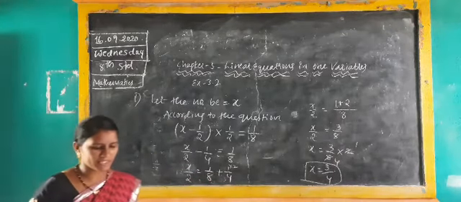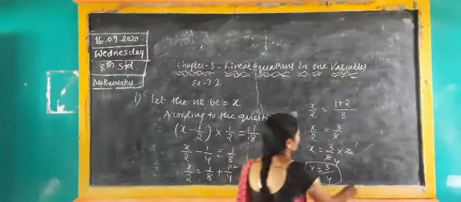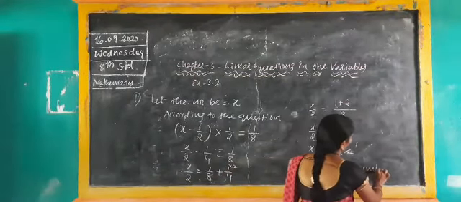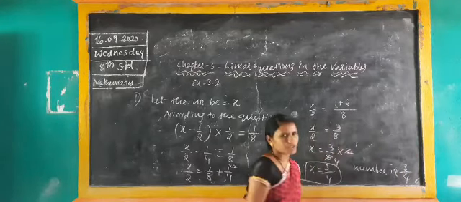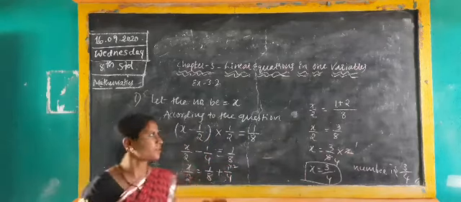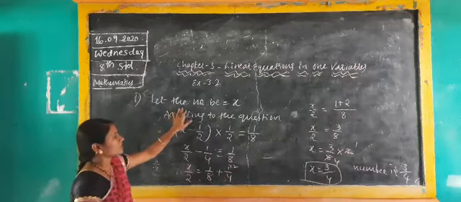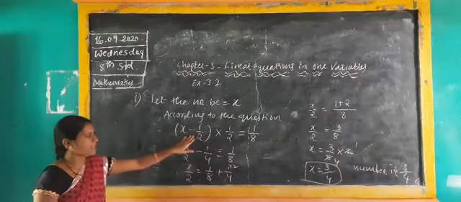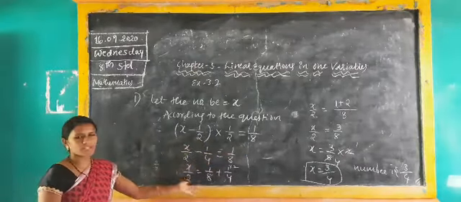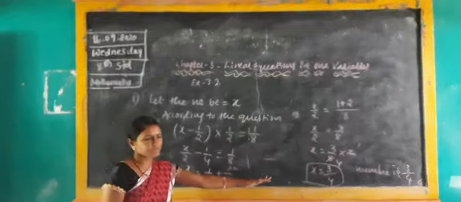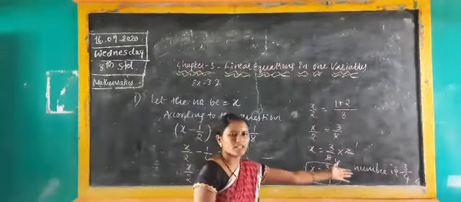Which number is subtracted? What is the number? The number is 3 by 4. Add this as the last sentence: the number is 3 by 4. Understood? We just have to assume that the number is x, and according to the question, subtract half and multiply by 2, and you will get the result 1 by 8. If you do the common calculation, you will get x value 3 by 4. What is x? x is the number.